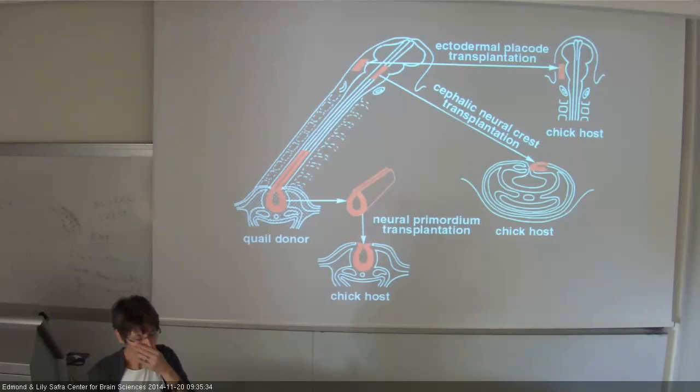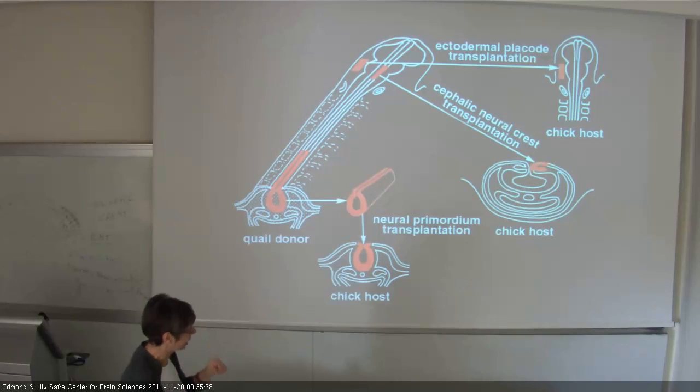So her name is Le Douarin. She still keeps the name of her ex-husband. And what she observed is the following. She was dealing with chick and quail embryos. She observed that the nucleus of the quail embryo is different from the nucleus of a chick embryo. They are completely different. I'll show you exactly how.